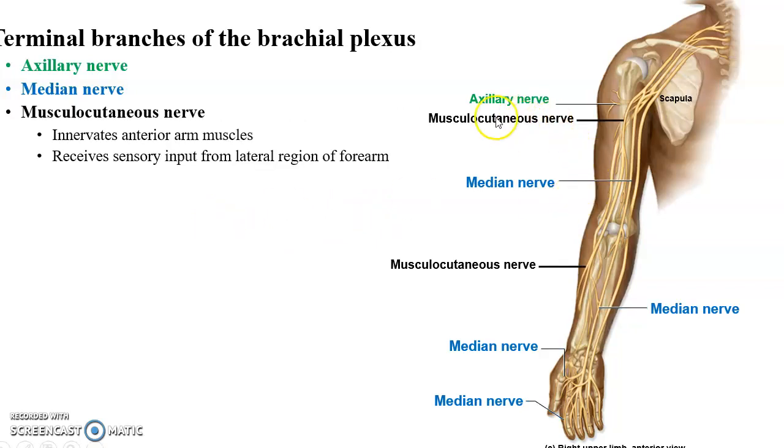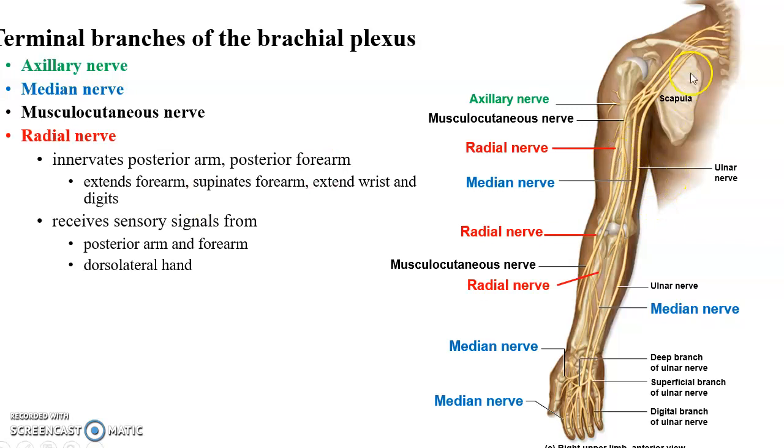Then we have the musculocutaneous nerve, coming out over here. The musculocutaneous nerve innervates muscles in the anterior arm, so biceps brachii, brachialis, that sort, and receives sensory input for the lateral region of the forearm. Sensory from the skin of the lateral region of the forearm.